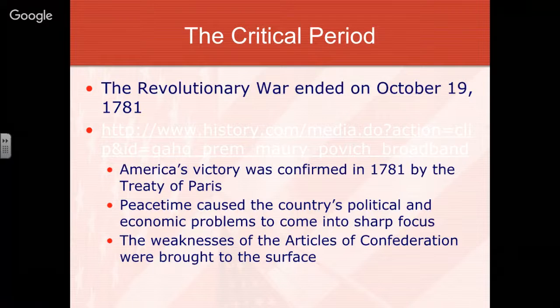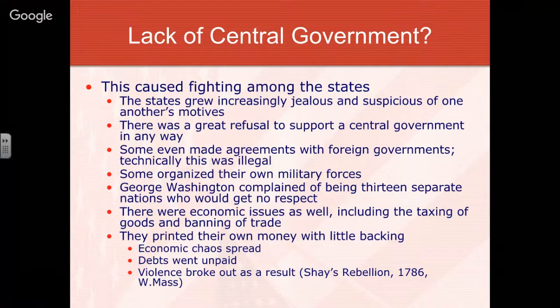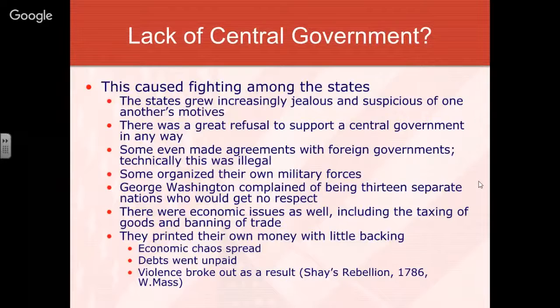Now, on October 19, 1781, the Revolutionary War ends, and America's victory is confirmed in 1783, there's a typo on this slide, by the Treaty of Paris. Now that the country is at peace, the country's political and economic problems begin to come into sharp focus, and the weaknesses of the Articles of Confederation are brought to the surface. So, what happens? Well, there's fighting amongst the states because they're growing increasingly jealous and suspicious of one another's motives. There's a great refusal to support a central government in any way.